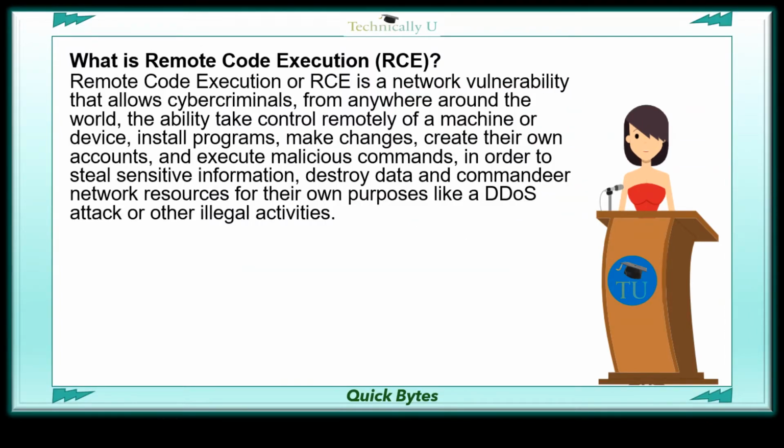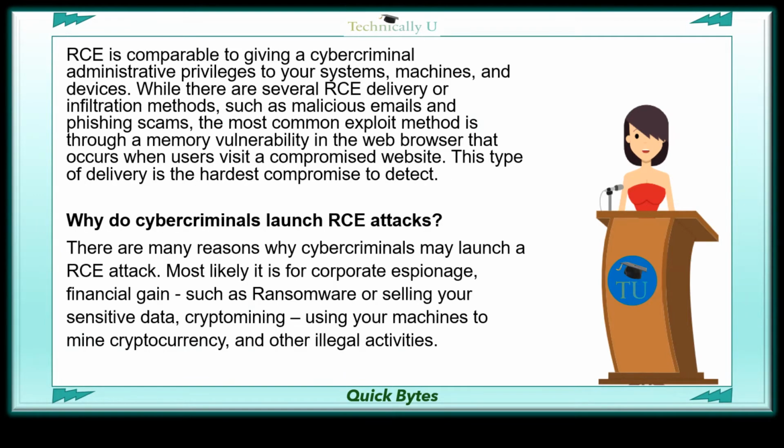RCE, remote code execution, is a network vulnerability that allows cybercriminals from anywhere around the world the ability to take control remotely of a machine or device, install programs, make changes, create their own accounts, and execute malicious commands in order to steal sensitive information, destroy data, and commandeer network resources for their own purposes, like a DDoS attack or other illegal activities. RCE is comparable to giving a cybercriminal administrative privileges to your systems, machines, and devices.